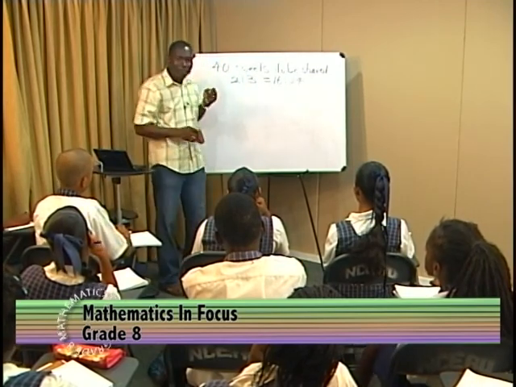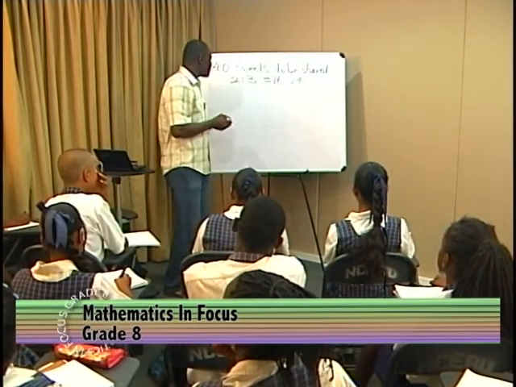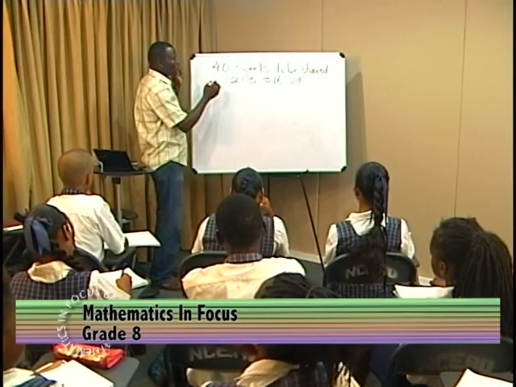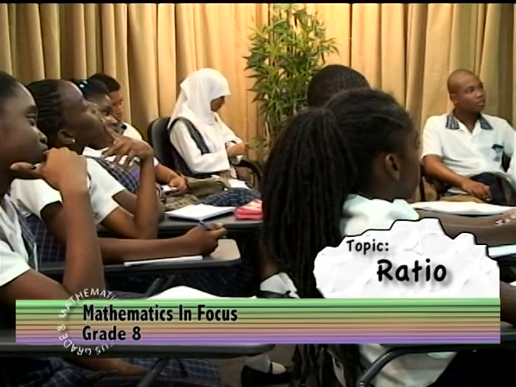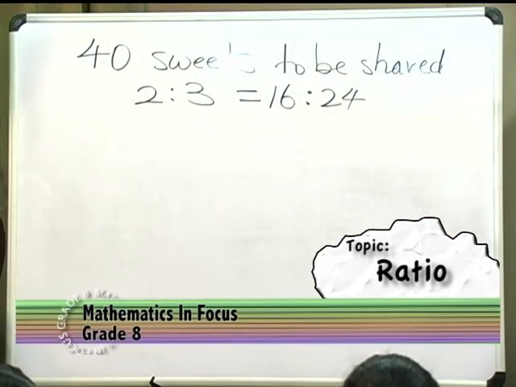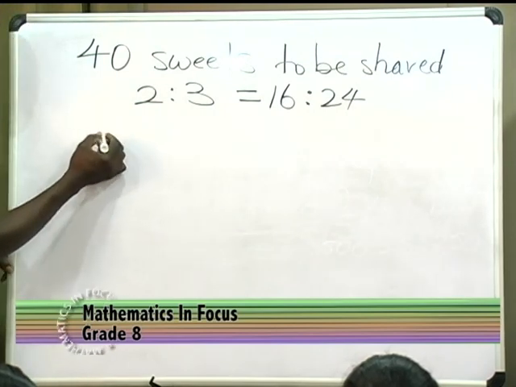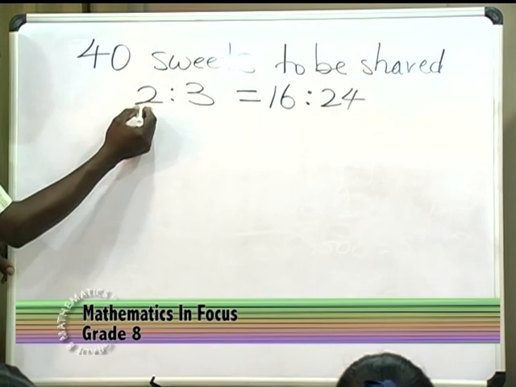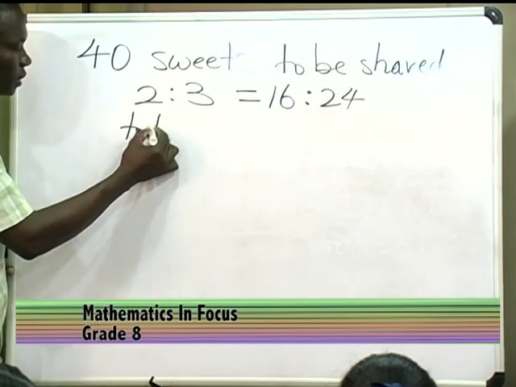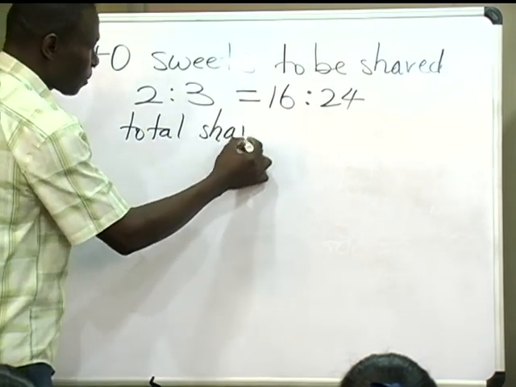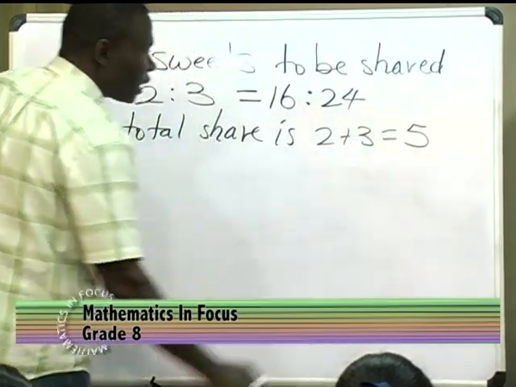Some persons are looking so guilty, like it's more than one of you. All right. So this is what we do. We say, look, every time the two of them take from this pool of sweets, they will be taking a total of 5. So let us call the first 2 the person's share, and the other 3 the other person's share. The total share is 2 plus 3, which is equal to 5.